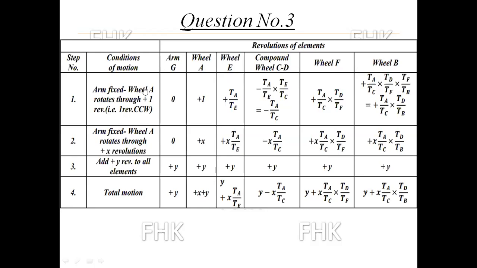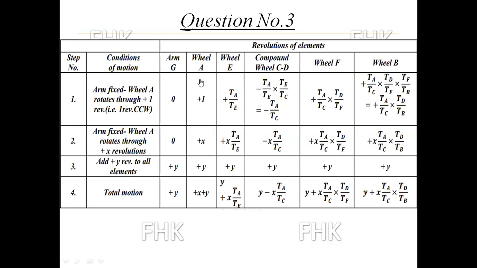Okay, this is up to your choice. So first condition is arm is fixed and give one revolution in counterclockwise direction to wheel A. You can give one revolution to different gear also. It's your choice. But I am solving that numerical by giving one revolution to gear A. Okay. Now arm G is fixed, so velocity of G is 0.